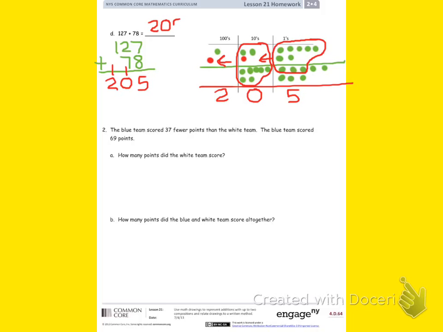If you did not get the same answer when you use the vertical algorithm and the math drawing, then you should erase both problems and do them over because you made a mistake in one of them.